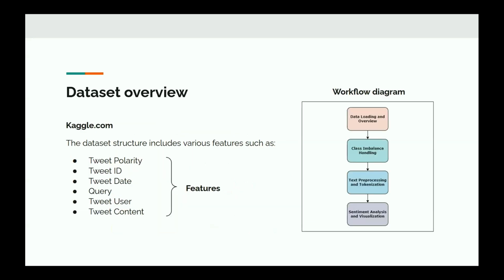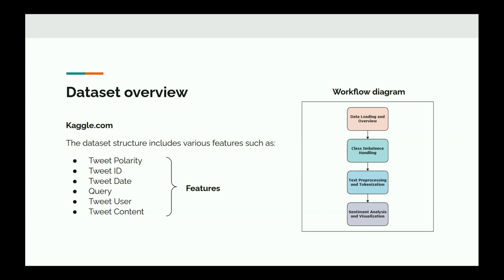So for the data set, we use the data set that is available from Kaggle on kaggle.com, and the data set structure is available here. Some of the most important features of this data set were the tweet polarity, which was the actual sentiment value of the tweet: 0 for negative, 1 for positive, and 2 for neutral. Tweet ID was the unique identifier for the tweet that the user posted. Tweet date was the actual date of when the tweet was posted.